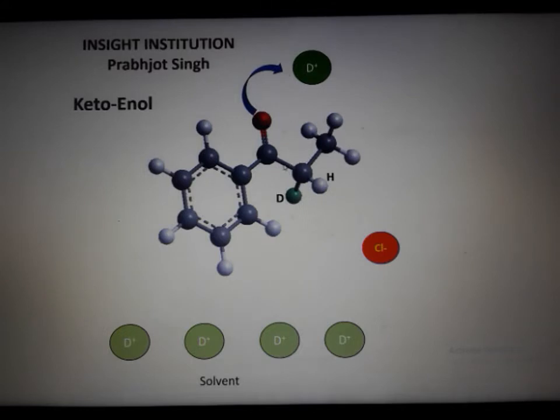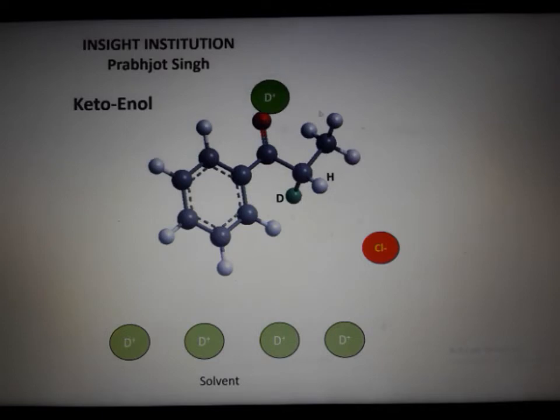Some of the electrons, as we discussed in the previous video, are present in the bonding. Some are in pi bonding. These are non-bonding, and non-bonding will be of highest energy, which gets transferred to the deuterated deuterium, as you can see with this arrow. Further, what will happen next?